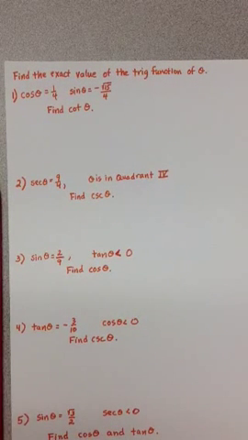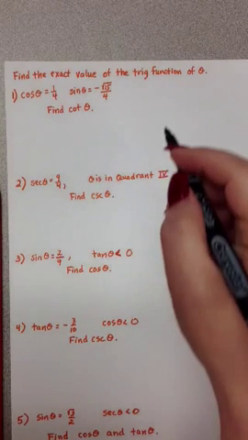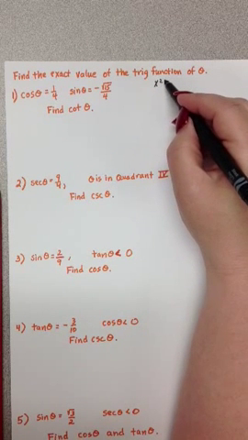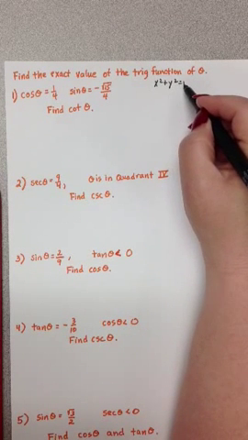In this section, they ask us to find the exact value of the trig function of theta. There's 5 problems here. These are where you're going to use x squared plus y squared is equal to r squared.